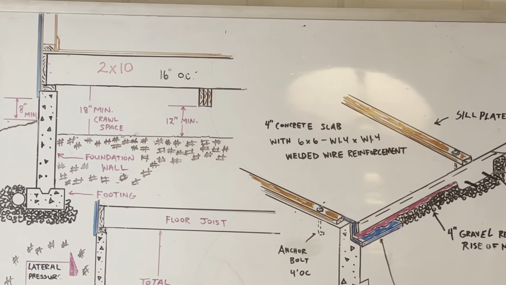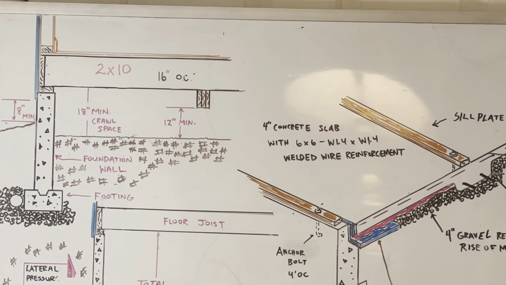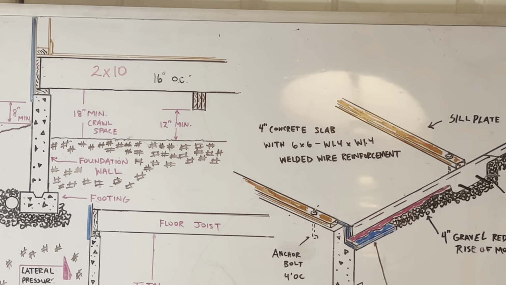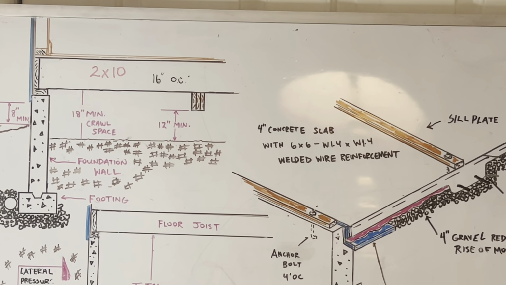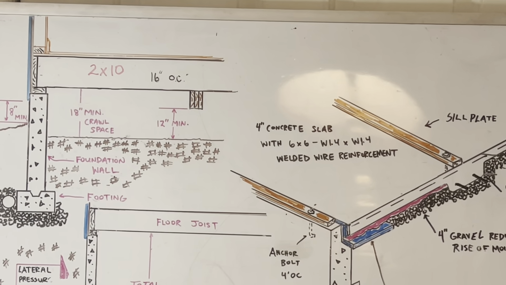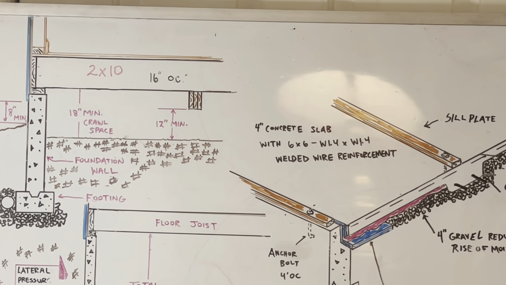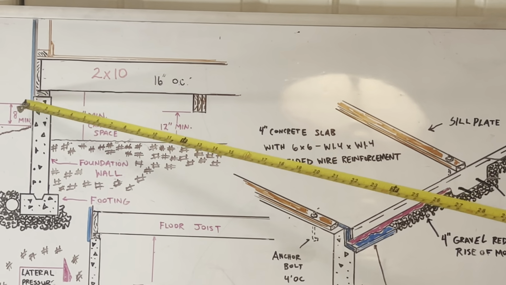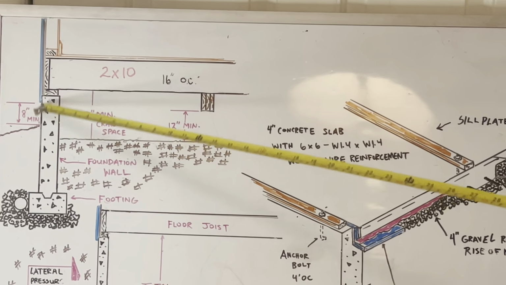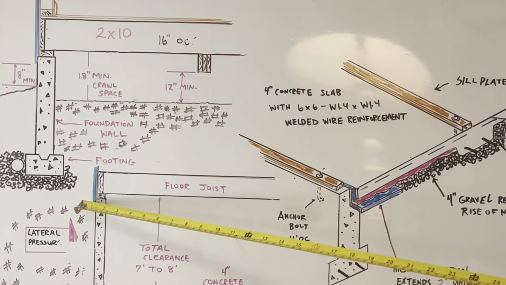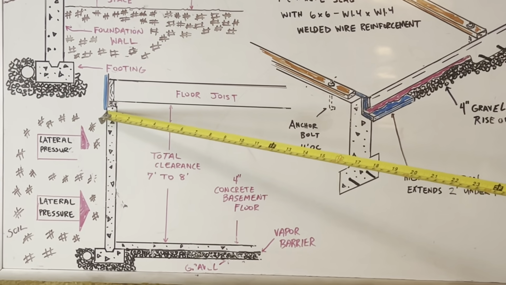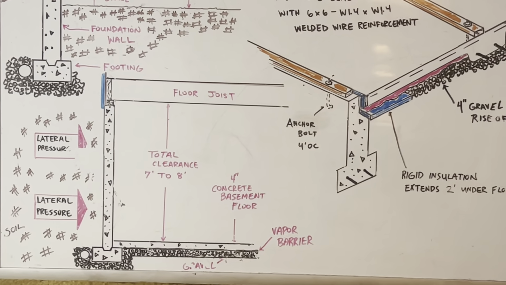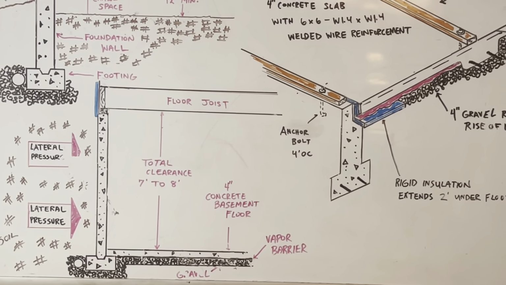Now in a full basement foundation, the foundation wall also serves as a basement wall. The top of the foundation wall should extend at least 8 inches above the finished grade. Okay, now that's what I showed right here. It would be the same thing with this right here. This will have to go at least 8 inches above the finished grade, above your dirt right here.